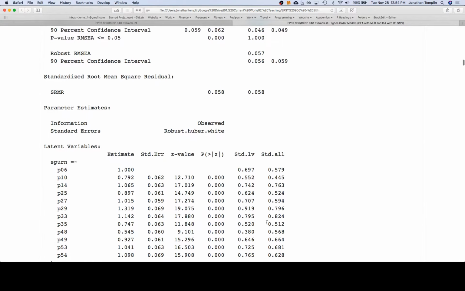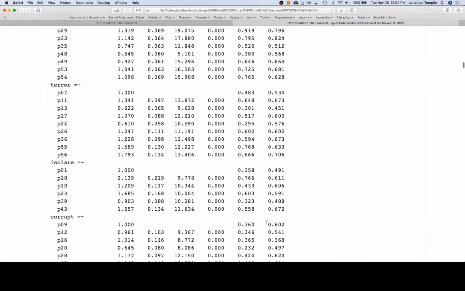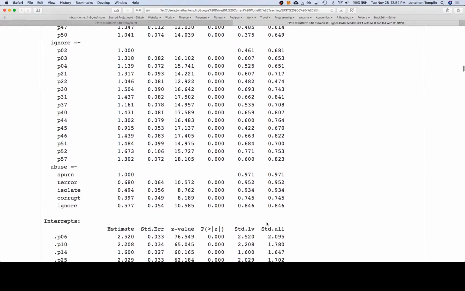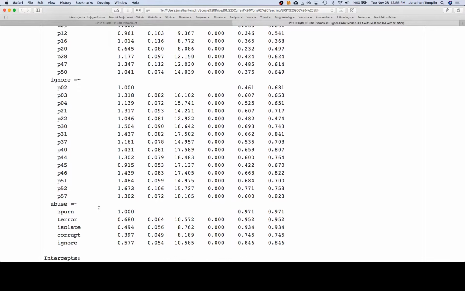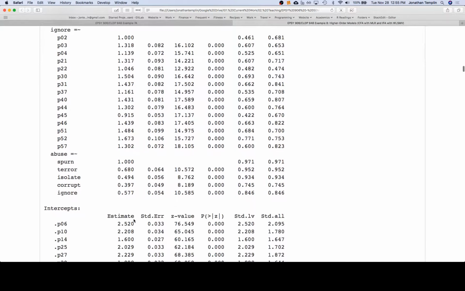Now when we look at the output, under the abuse factor, which is the higher order factor, you'll note we're using the marker item technique. These are the factor loadings of the lower order factors.